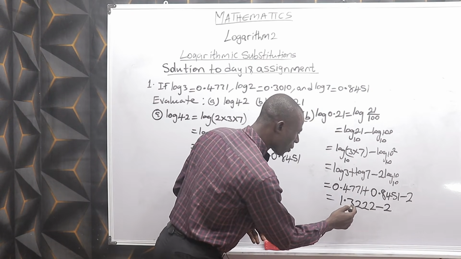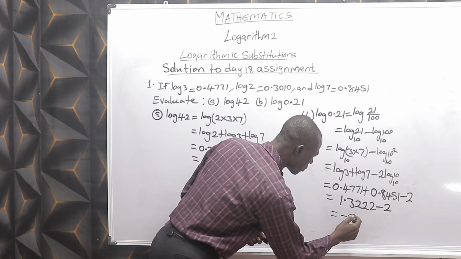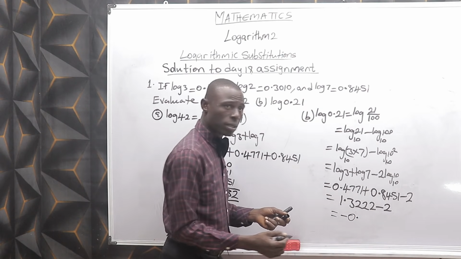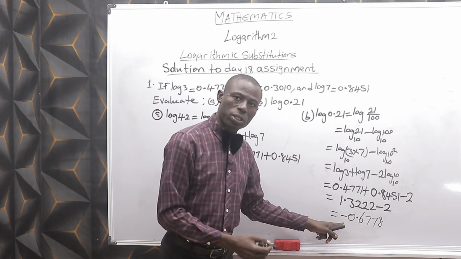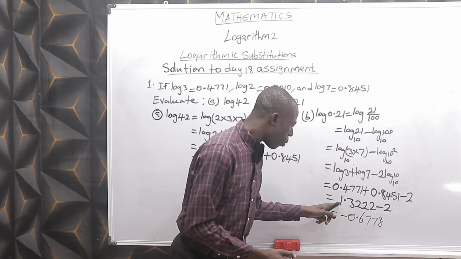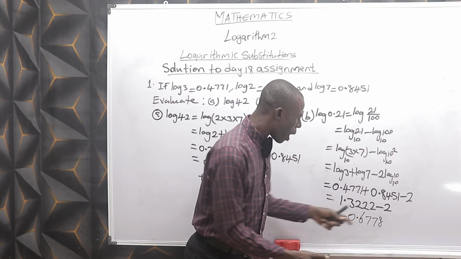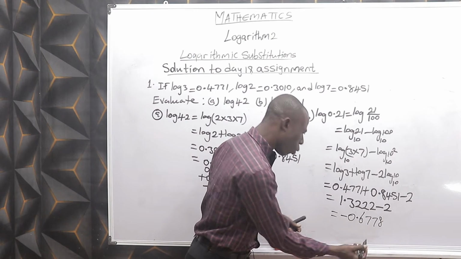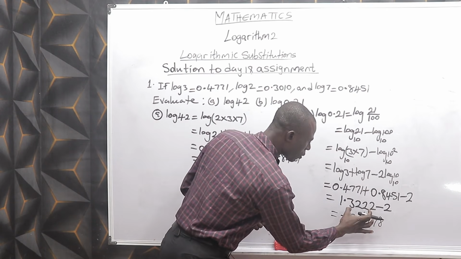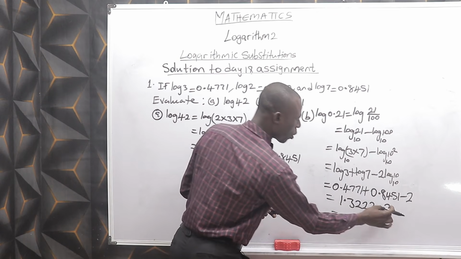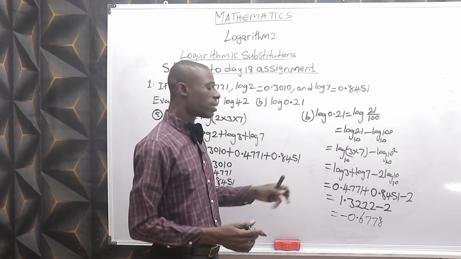Now, 1.3222 minus 2 should give us negative 0.6778. Do you understand what I'm saying? The reason why I put negative sign is 1.3222 is less than 2, and we are subtracting a bigger value from a smaller value, so we are going to get a negative answer. Simply subtract the small one from the big one, put down your answer, but put a negative sign in front of it, and that is the end of the question.